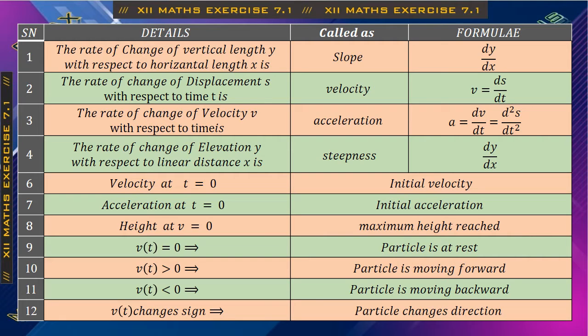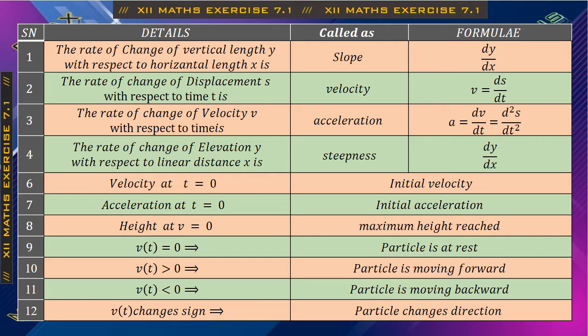Initial velocity means the velocity at the time of 0. Acceleration at the time of t equal to 0 is called initial acceleration. Height when velocity is 0 is called the maximum height reached by the particle. When velocity of t is 0, then the particle comes to rest.